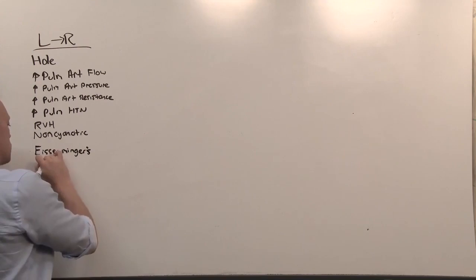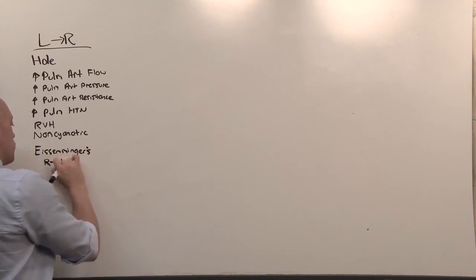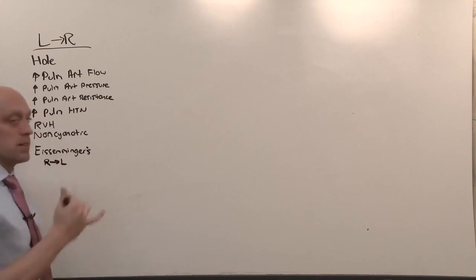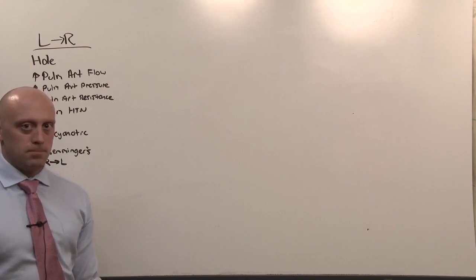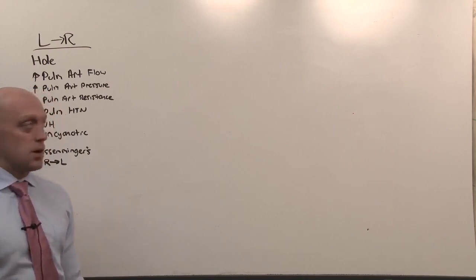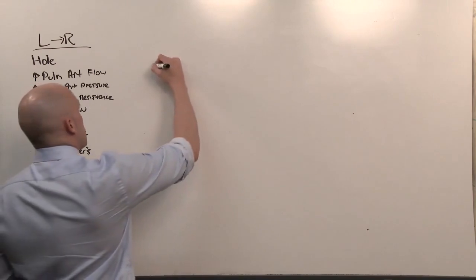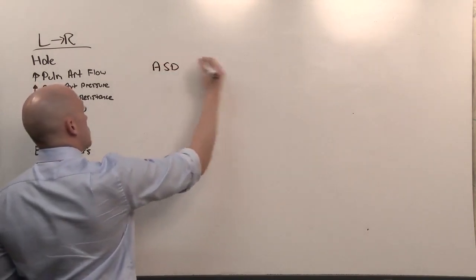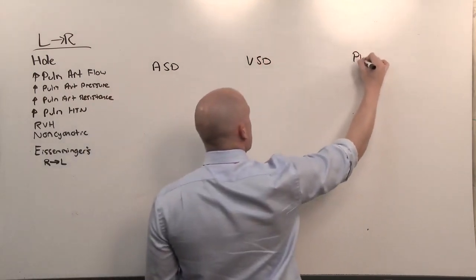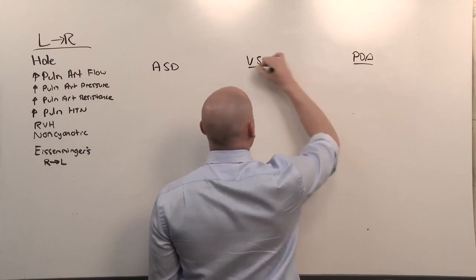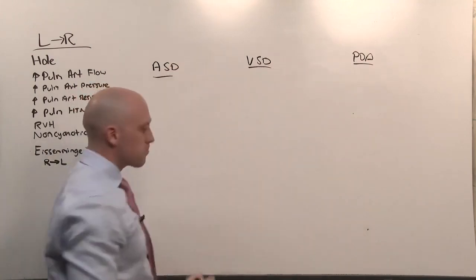Eisenmenger is a reversal of the shunt, which goes right to left, becoming cyanotic. That happens later on in life, not in pediatrics. There are 3 diseases you have to know. That is the atrial septal defect, the ventricular septal defect, and the patent ductus arteriosus. Notice that there's a D in each of these.